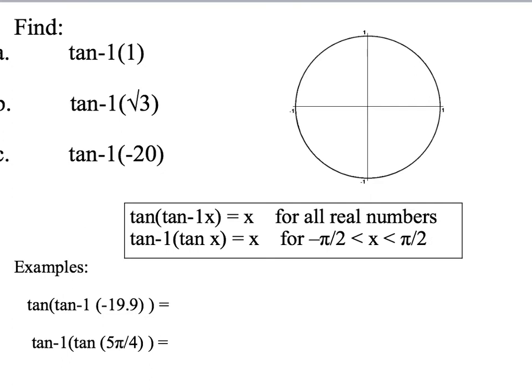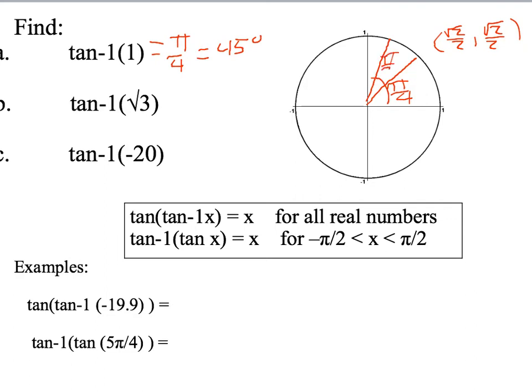So let's go and find then some of these. So where is tangent equal to 1? Well, tangent is going to equal 1 when x and y coordinates equal each other. And so that happens here when we are at pi over 4. And so the inverse tangent of 1 is pi over 4, or 45 degrees. And the inverse tangent of square root of 3 ends up being at this position of pi over 3.